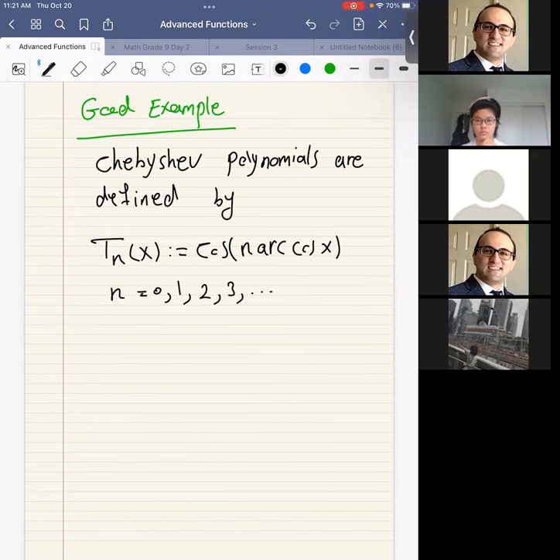So here you have many polynomials, T1, T2. Each of them is a polynomial, okay? So first, try to find T0, T1, and T2.